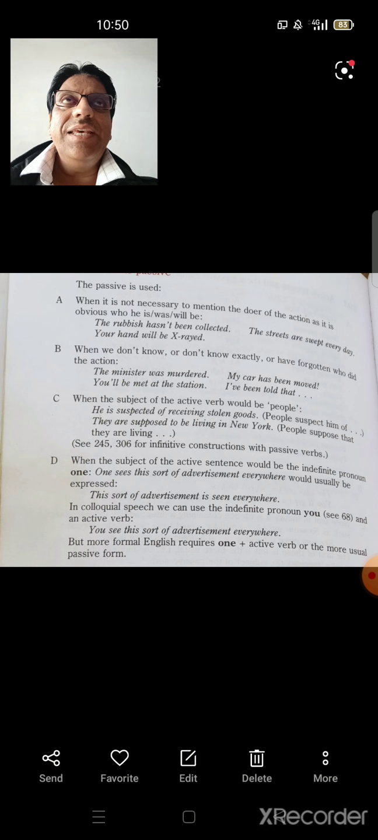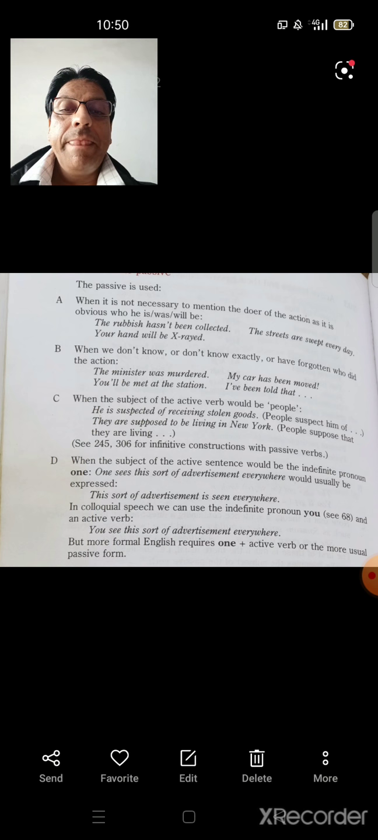And in the second case, when the doer of the activity is unknown, again, as you can see examples on this page, the minister was murdered. My car has been moved. We do not know by whom. We do not know the agent who committed this act, but we are just concerned with the activity. My watch was stolen. We don't know by whom, who stole the watch, but we are concerned with the activity, the action.